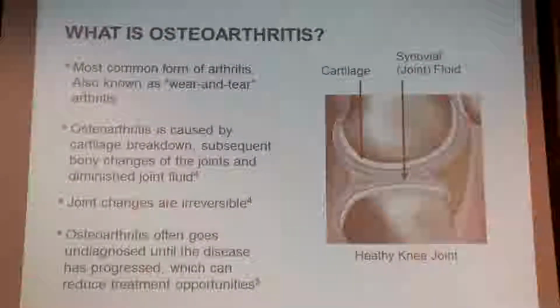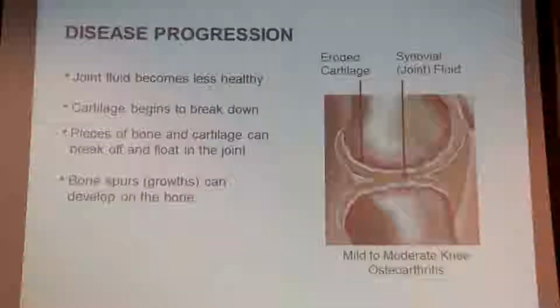Just diagrammatically, you can see this is the normal cartilage right here and right here. This is fluid in the knee, as we do have a normal amount of synovial fluid in the knee, and this is a relatively healthy knee. As we go down the path of further progression of osteoarthritis, you can see the cartilage starts to break down, as is evident here in the wavy surface. Our synovial fluid becomes less. Pieces of bone and cartilage can actually break off and float around in the joint, and we can get bone spurs.